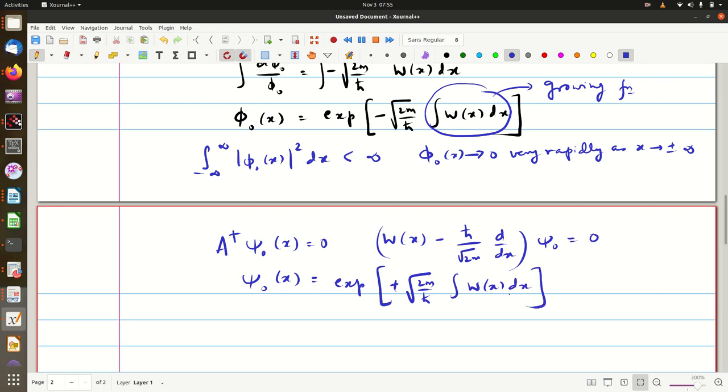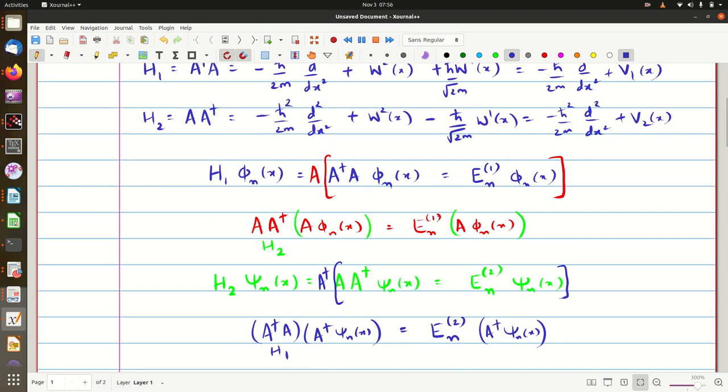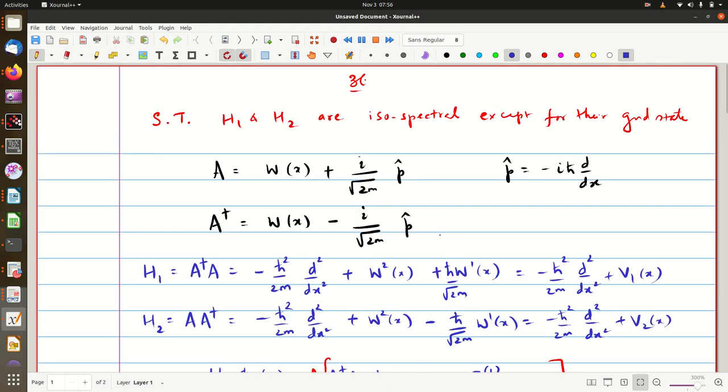And now you see the integral of W of x dx has to be a growing function if we want phi naught to be normalized. But if this is a growing function, then psi naught of x will tend to infinity. Therefore, that won't be normalized. So only one of them will be available. The other will not be a normalizable function. So you cannot have both the Hamiltonians H1 and H2 necessarily having the ground state. So this in short is the proof for the assertion that we made at the beginning, that both H1 and H2 are isospectral except for their ground state.